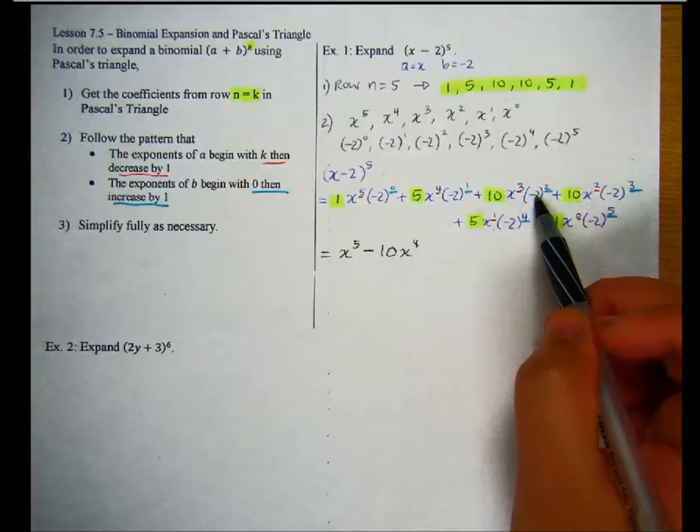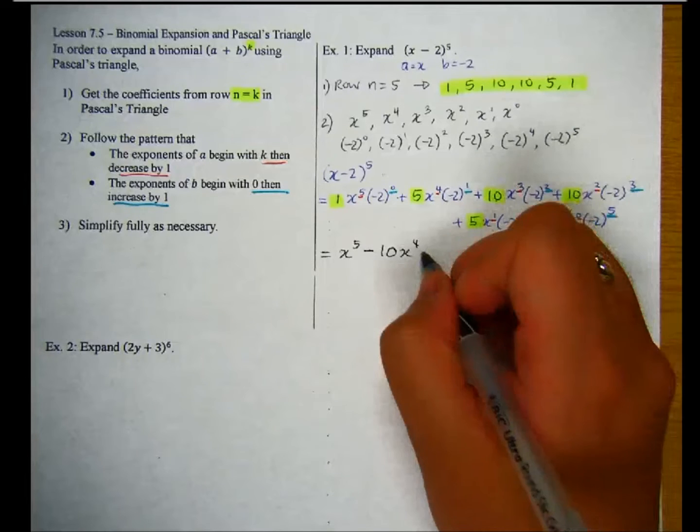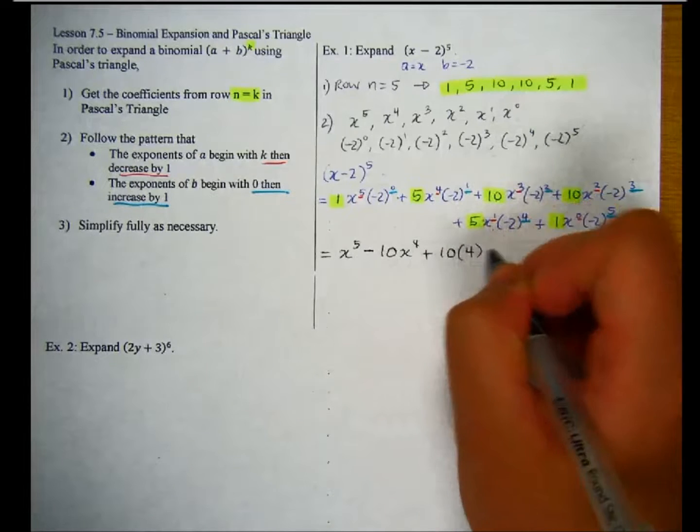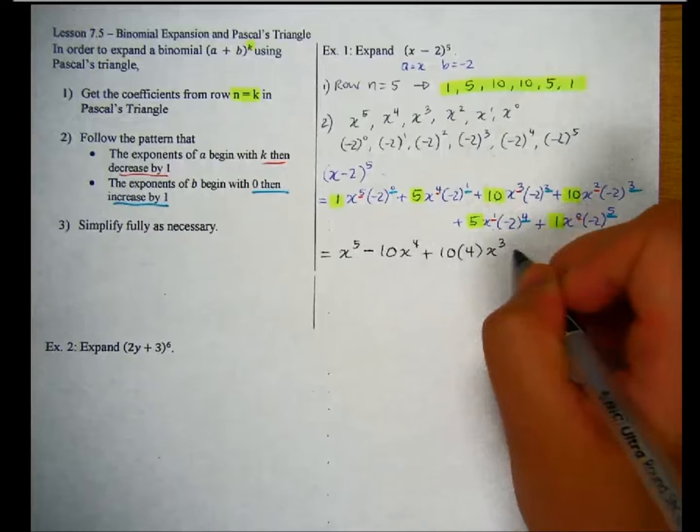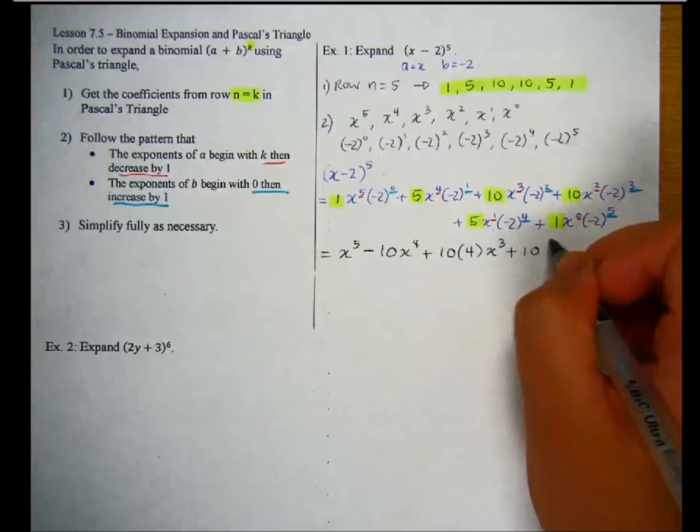10 times negative 2 squared is positive 4. I'm just going to write it out for now, and then I'll take one more step to simplify.